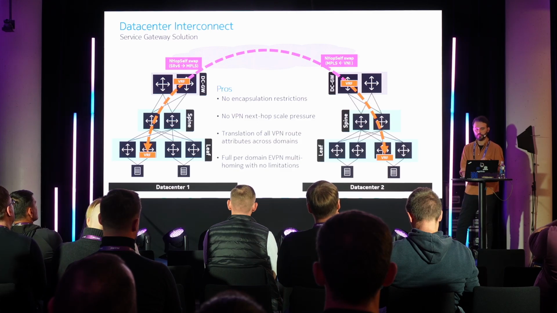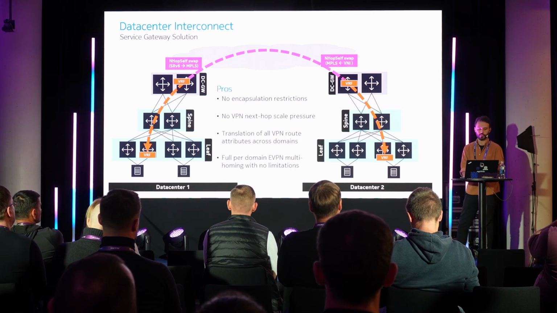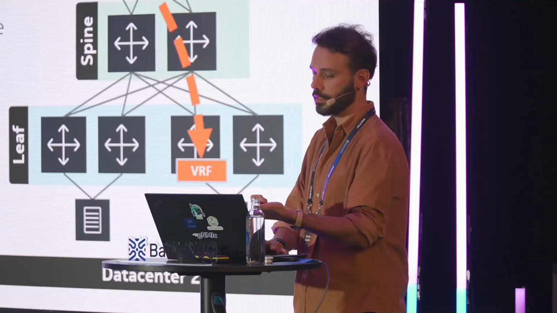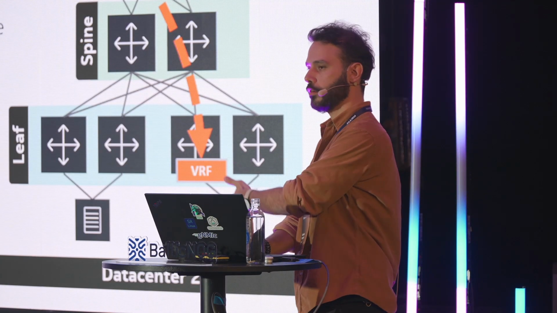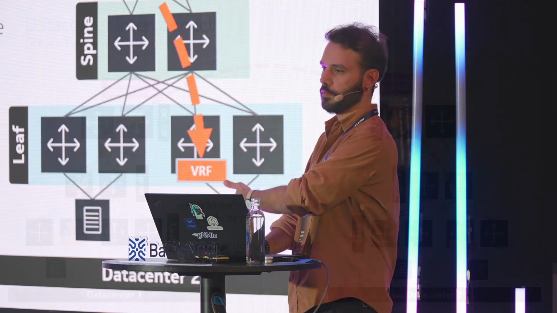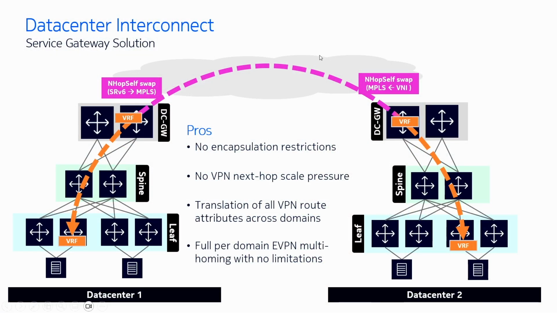Advantages is you don't have encapsulation restrictions. You can have SRv6 in one data center, translate it into MPLS, and in your other data center you may have EVPN VXLAN, basically using VNIs. If two companies merge and they have different data plane approaches, and they have to now make those workloads talk to each other, this is a great option.